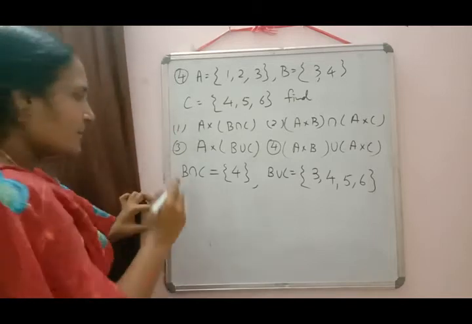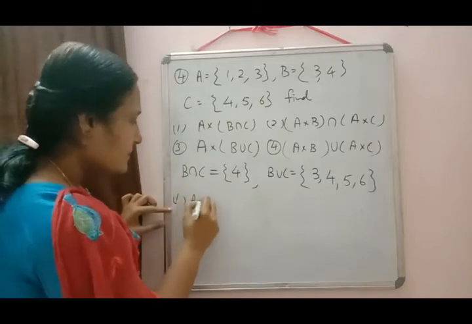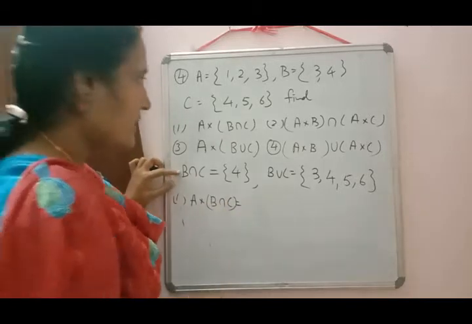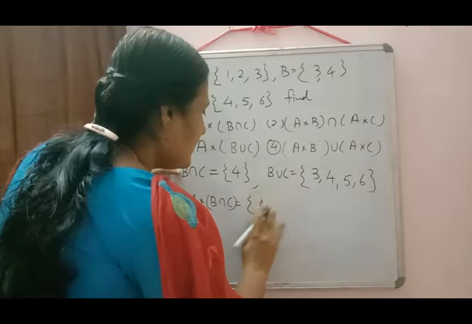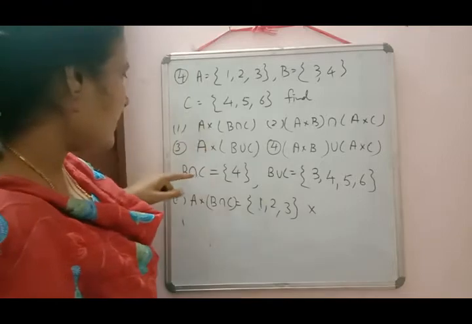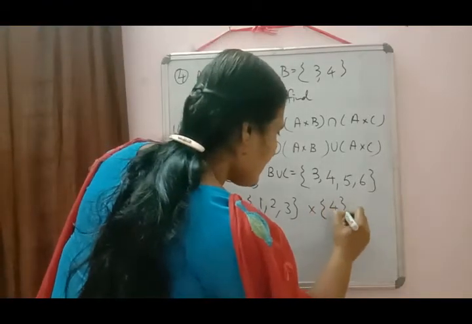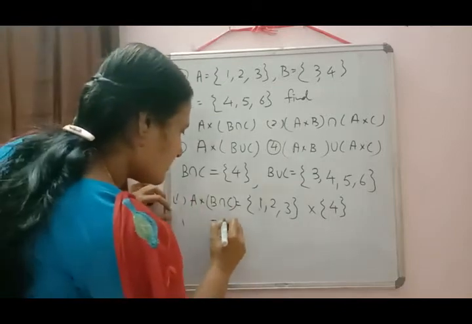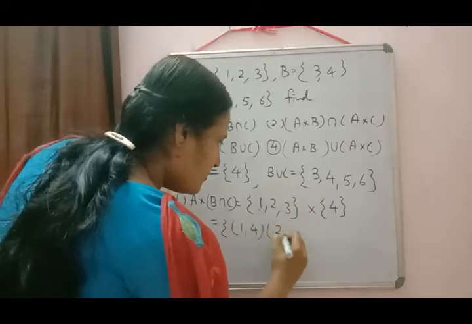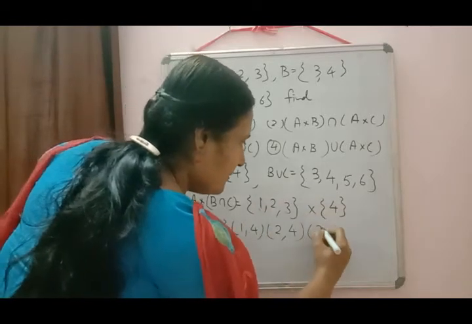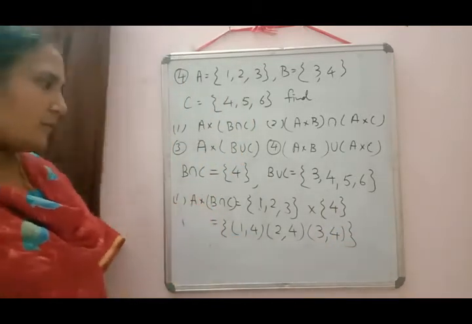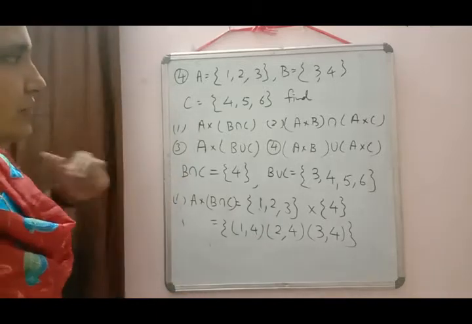Now first we can check. The first one is A cross B intersection C. B intersection C we already wrote. In set A we have 1, 2, 3. Cross, in B intersection C we have only 4. Now we have to write their Cartesian product. So how will it come? 1, 4 first. Then 2, 4. Then 3, 4. So A cross B intersection C is done. It is over.